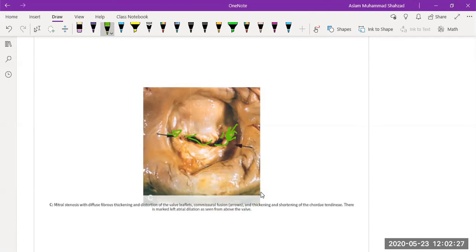You can see this structure on the surface, which is known as the leaflet, and we can find thickness around the leaflet. This V-like or U-like structure is the leaflet, and you can see that the commissural fusion occurs around the corners, as shown by the black arrows. Then the thickness around the leaflet will be observed, along with shortening of the chordae tendineae. All of these combined will change the gross structure of the valve.